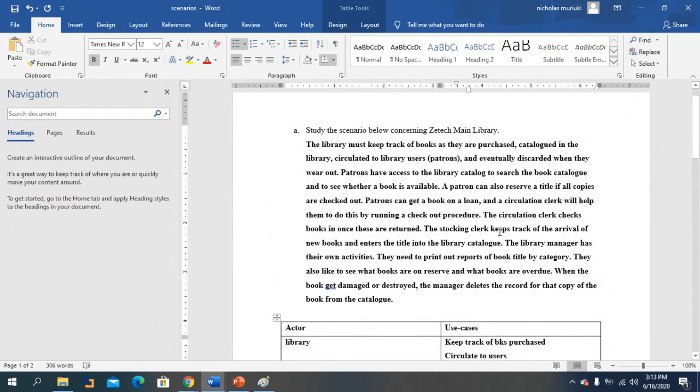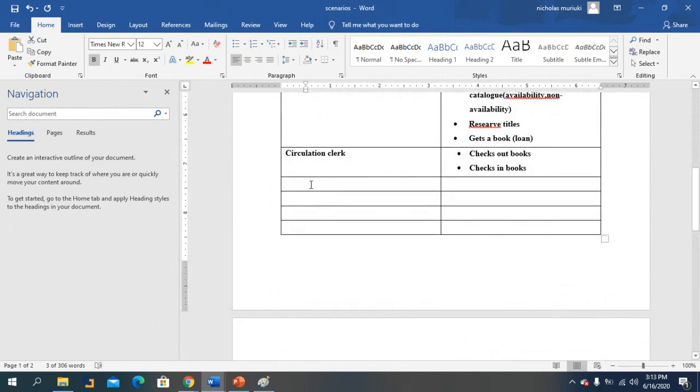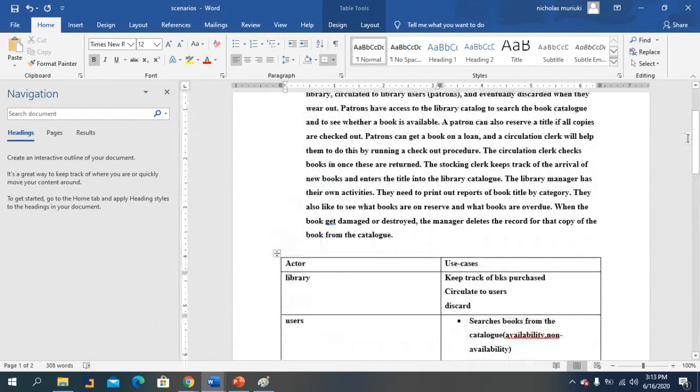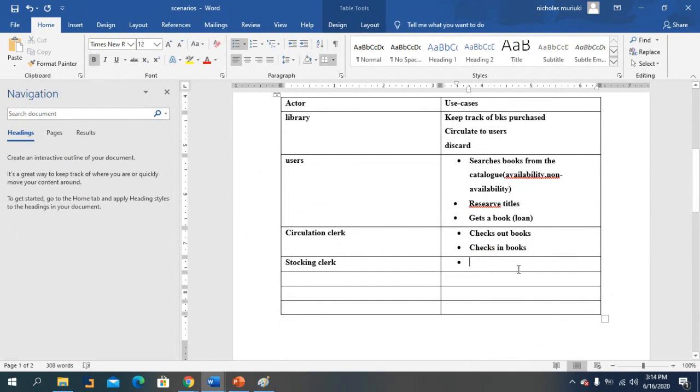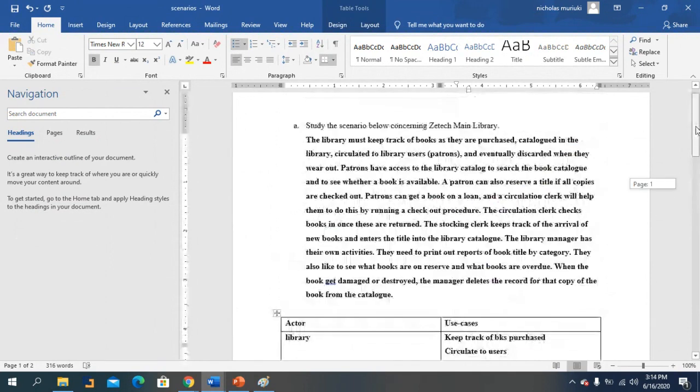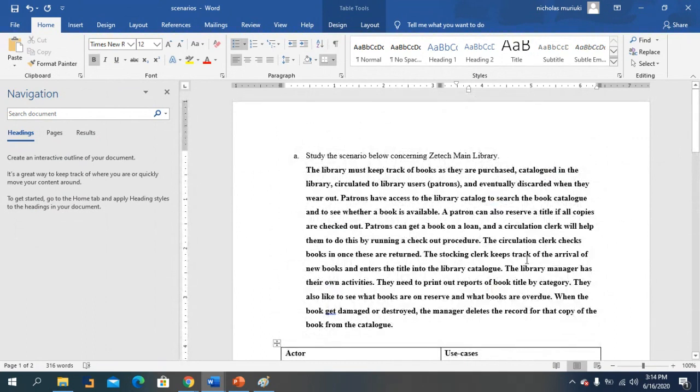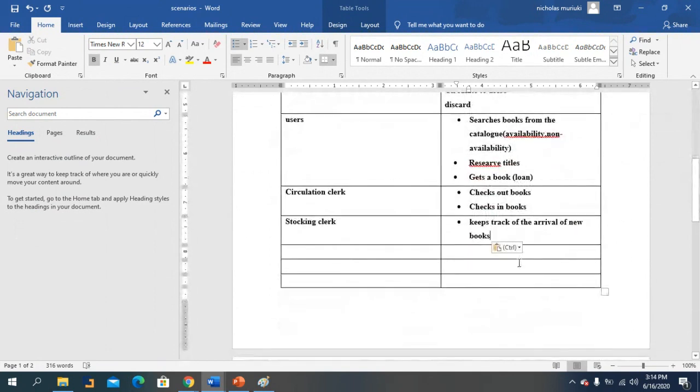The stocking clerk keeps track of arrival. So this is another person whom we are calling the stocking clerk. Those are two different people. But this stocking clerk keeps track of arrival of new books and enters the title in the library catalog. So here, enters title.